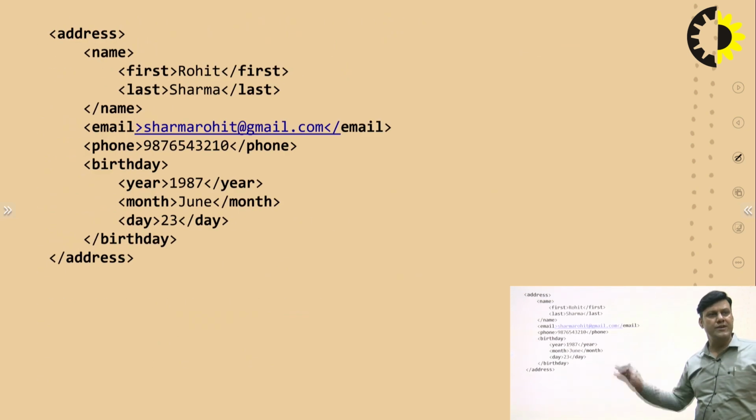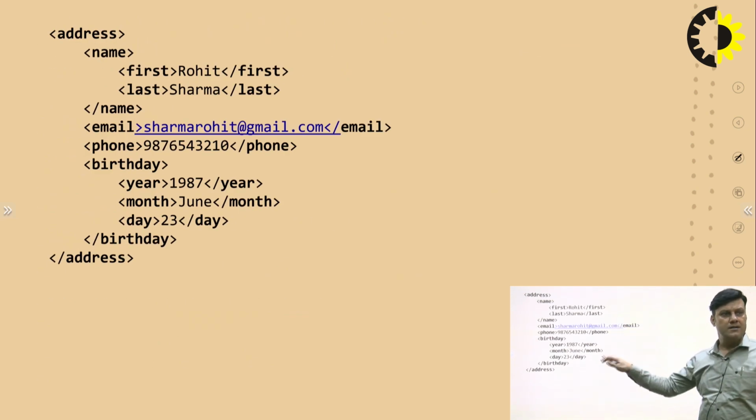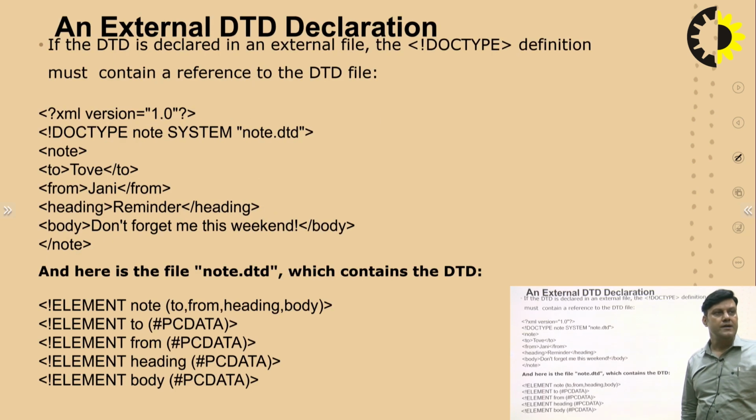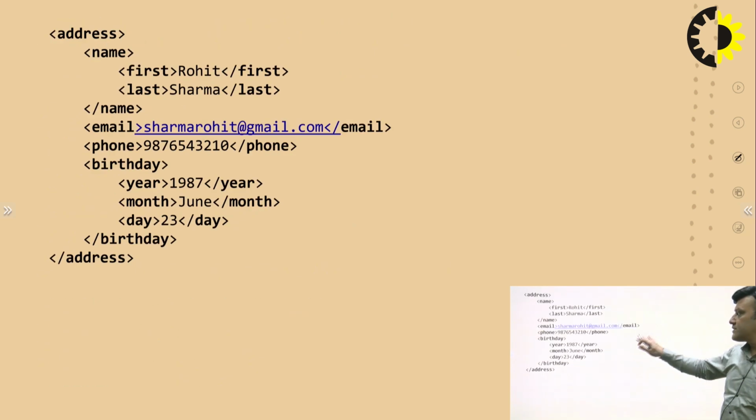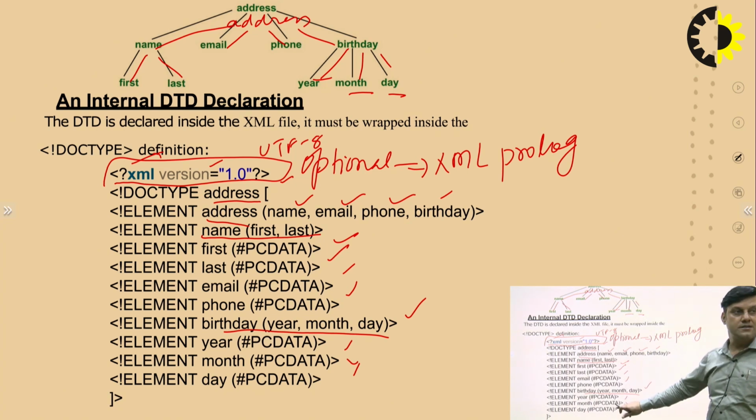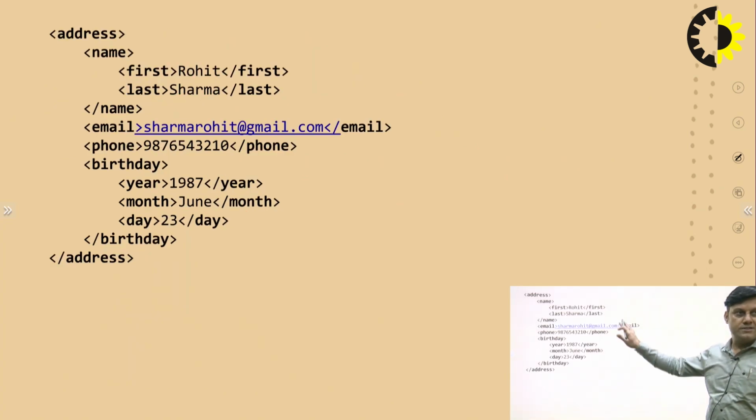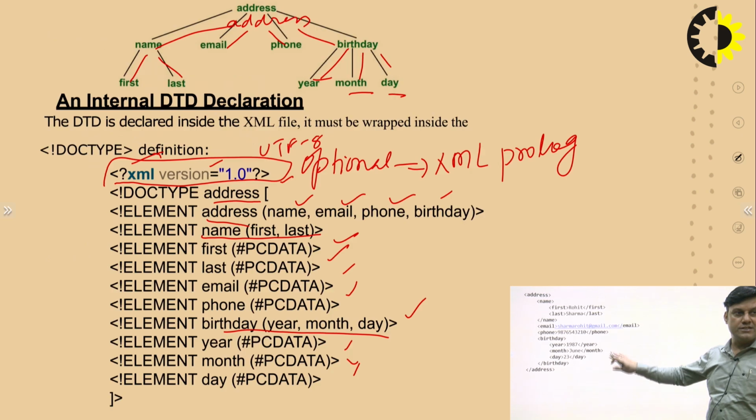This we can also explain with the help of an example. The values are the same. The DTD of this document looks like this. I have this information and the DTD of this is this.